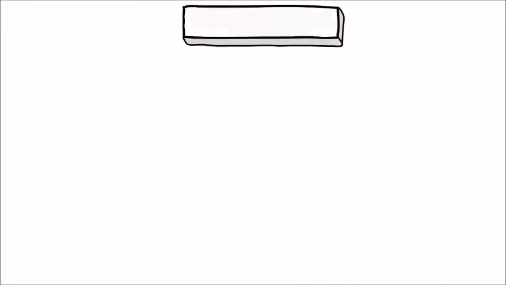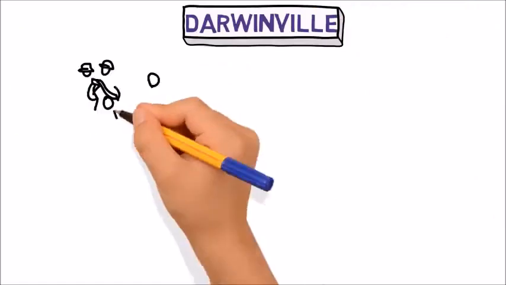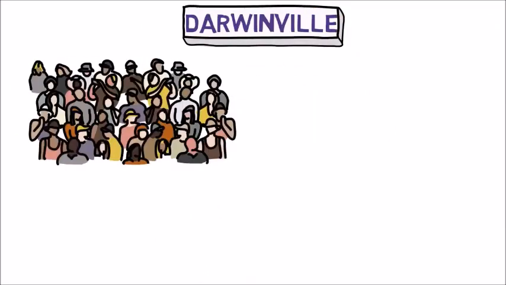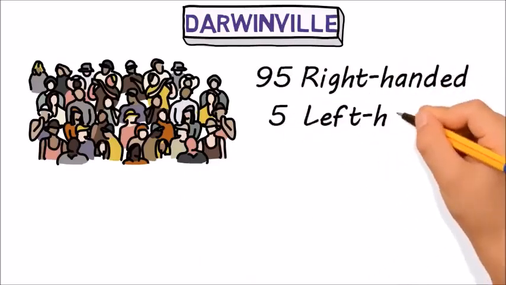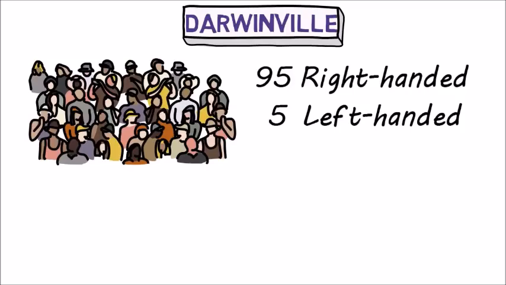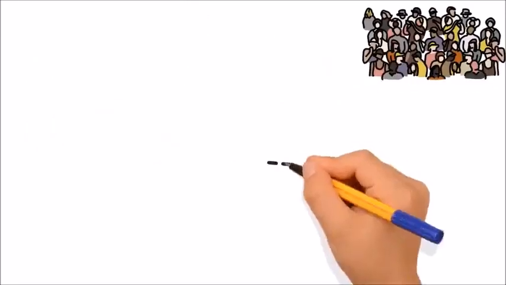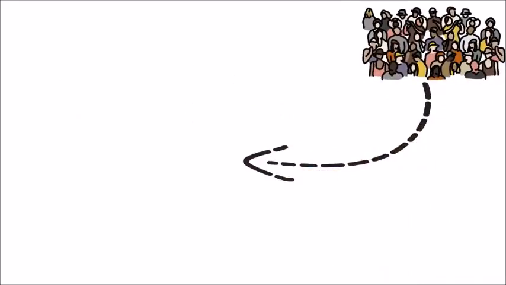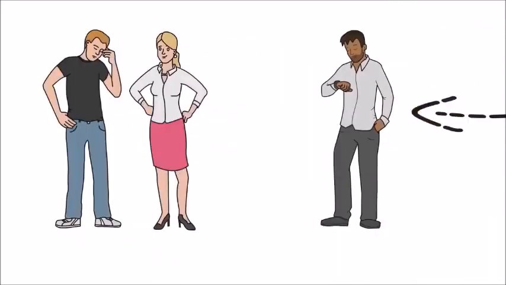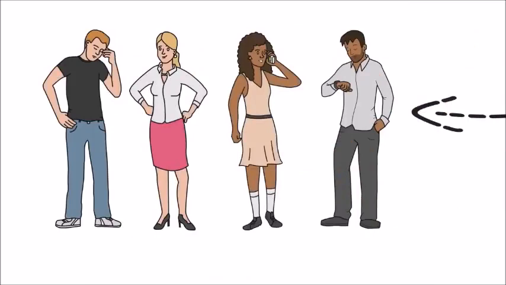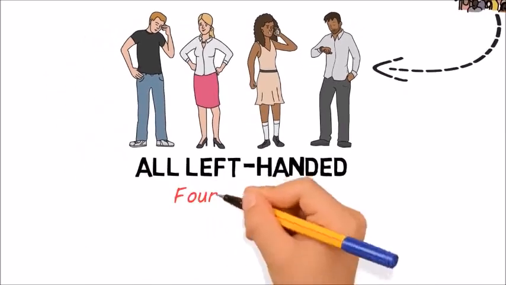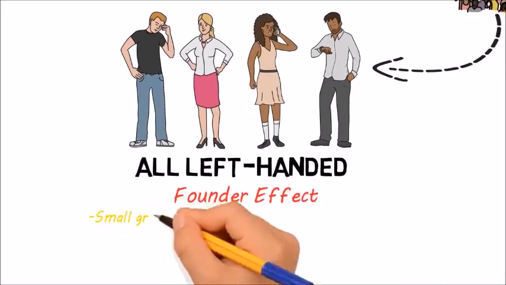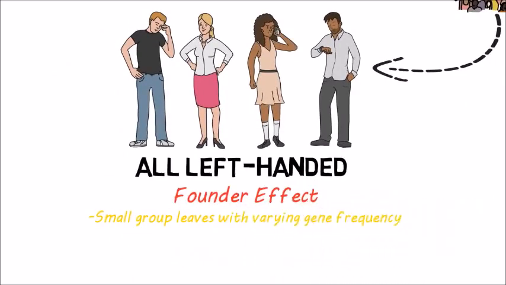So let's say that you have a town, call it Darwinville, and you have 100 people that live in this town. And of those 100 people, 95 of them are right-handed, and the other 5 are left-handed. And let's say a small group of about 4 people from this Darwinville decide to move away and settle some new uninhabited land. And let's say these 4 individuals happen to all be left-handed. Their gene pool is now drastically different from the group they left because all their descendants will be left-handed. This is an example of the founder effect, when a small group leaves from a population and carries with it a new gene frequency.